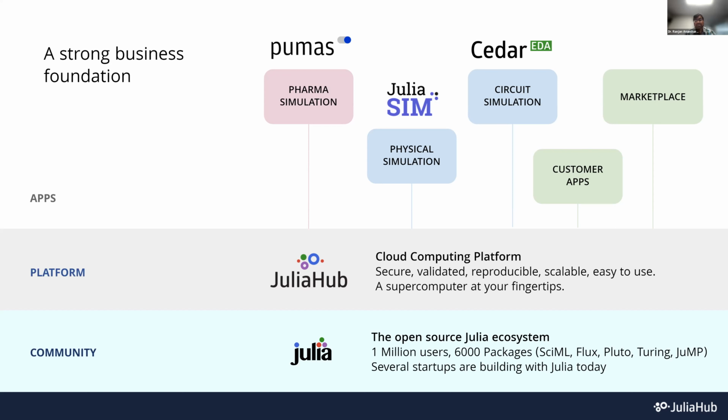It's a secure, validated, reproducible platform. It's a platform where you can get on-demand compute. So if you've built a large model and you want to simulate it, you can launch a job on JuliaHub, which allows you to leverage a large amount of compute in a very, very quick time frame. On top of this cloud platform, which is our proprietary cloud platform, we offer a bunch of different products. The one we're going to focus on today is JuliaSim, which is our modeling and simulation product, which handles physical and multi-physics simulations.